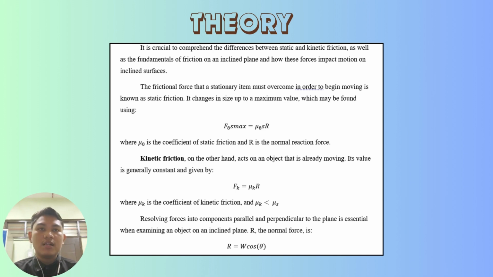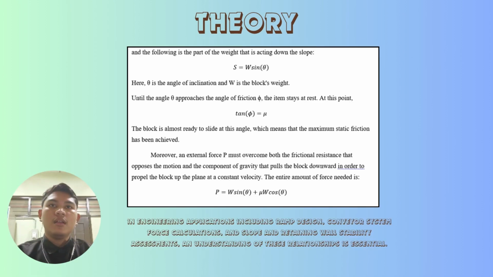Kinetic friction, on the other hand, acts on an object that is already moving. Its value is generally constant and given by F_k equals mu_k R, where mu_k is the coefficient of kinetic friction. And the following is the part of the weight that is acting down the slope: F equals W sin theta. Here, theta is the angle of inclination and W is the block weight.